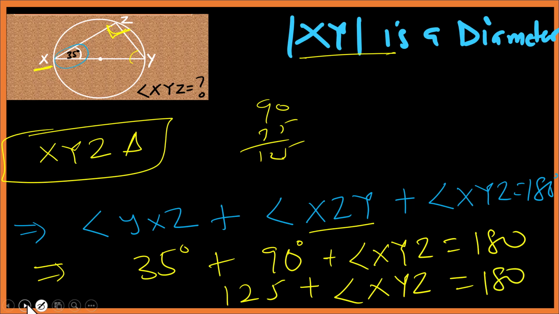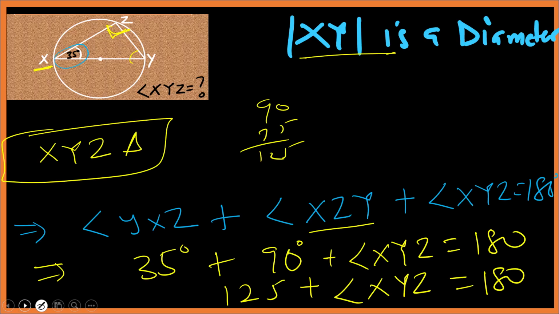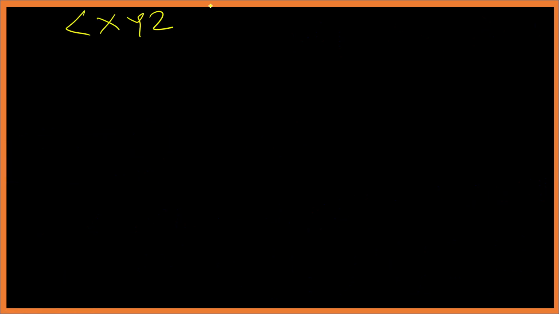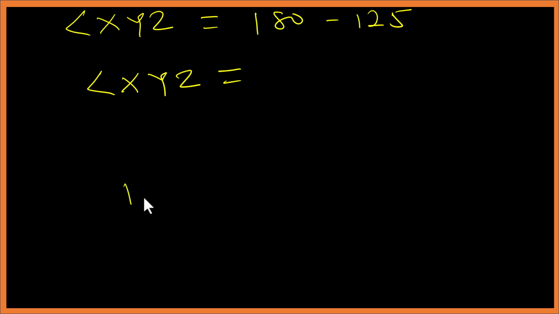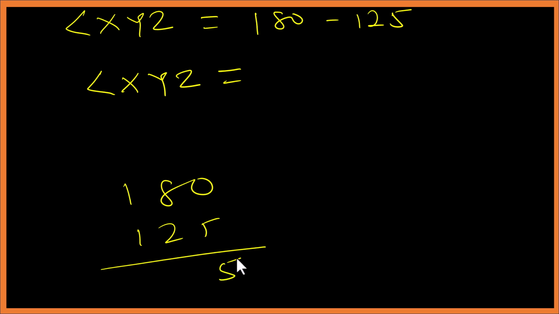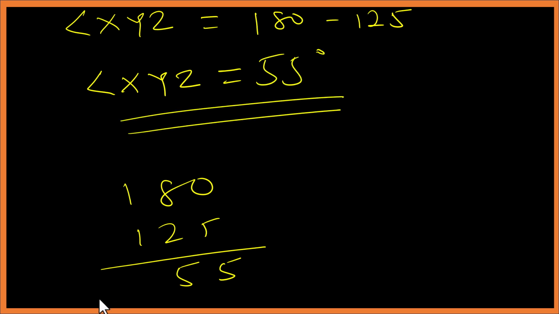Therefore angle XYZ, that would be 180 minus 125. So angle XYZ is 180 minus 125, which is 55 degrees as the answer.